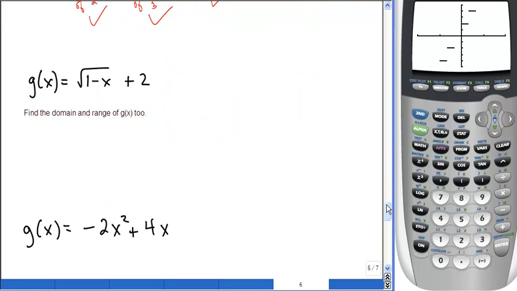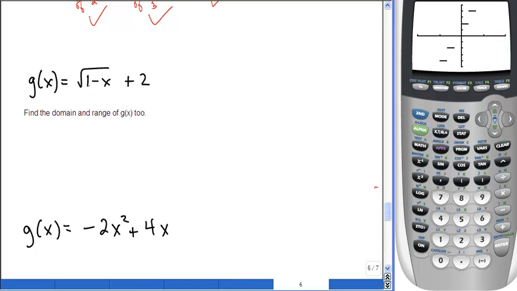Okay, let's try another one here. We have the square root of 1 minus x, plus 2. Now again, you want to be really careful. It doesn't look like it, but there really is a coefficient in front of this x, namely a negative. So to identify your transformations correctly, you must factor out that coefficient first to identify all of your reflections, your stretches, your compressions, and your shifts left, right, up, and down. So this is how you could factor it out.